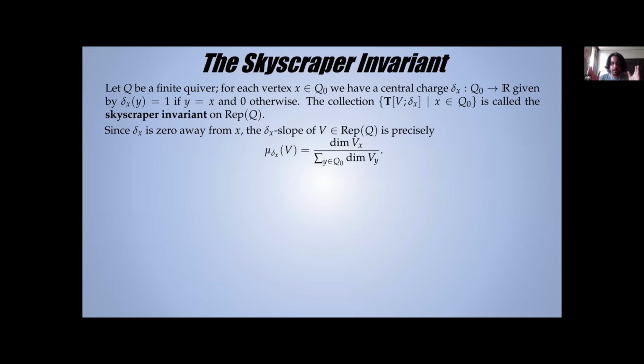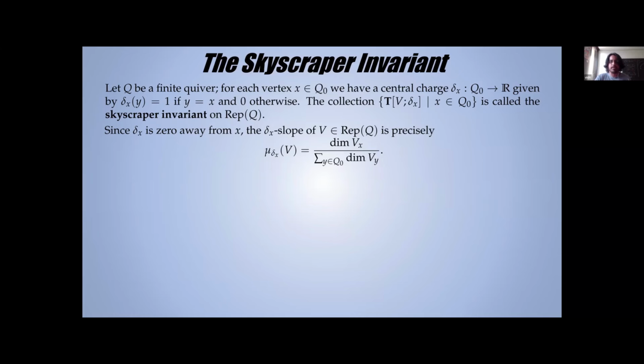So now here's the game. This is what I want you to think about. You have a representation V, and you assign to it this number. There's a dimension of Vx, where X is some chosen vertex, divided by the total dimension of that representation, out of all of the dimensions of all the different pieces, at all the different vertices. Each sub-representation will get a similar number, right? Dimension of Ux divided by the sum of dimensions of Uys. And now the question is, if my V was an indecomposable, can I make sure that all sub-objects U have a smaller number than this one?